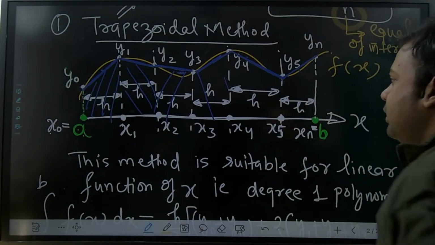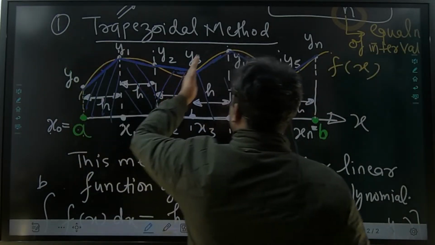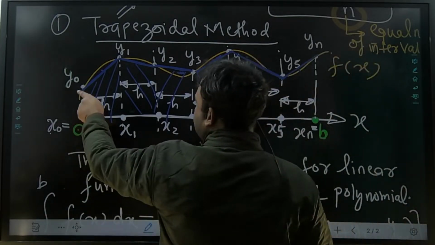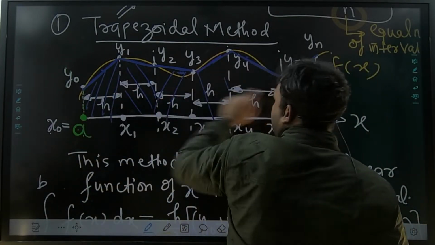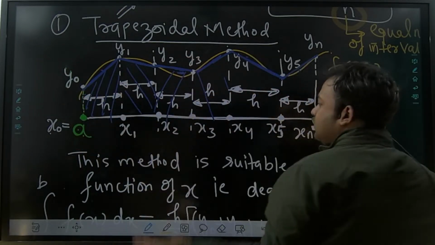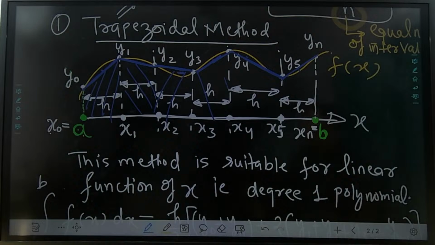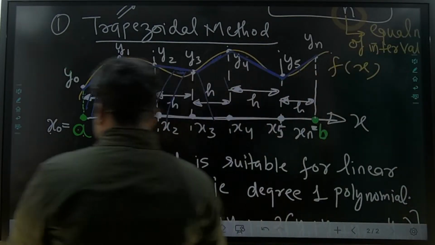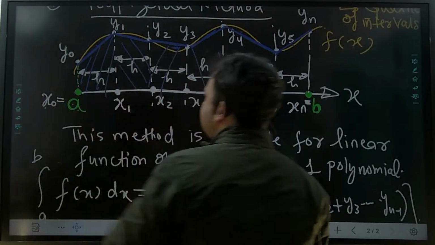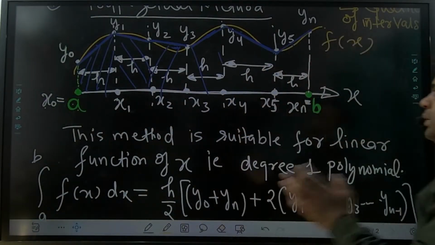There will be some error if your function is a 2 degree, 3 degree, or 4 degree polynomial. But if it is totally a straight line, then you are connecting 2 points, and anything on the straight line will just be superimposed on the straight line only. So error will be zero or minimized. Right. So here we are taking 2 points on the curve and connecting with a straight line, we get a trapezium.